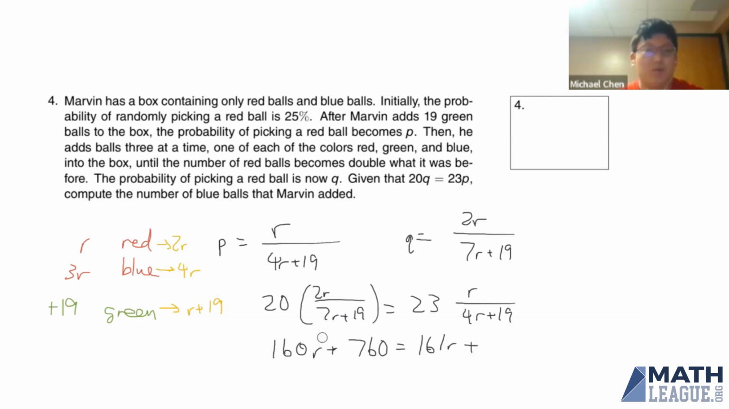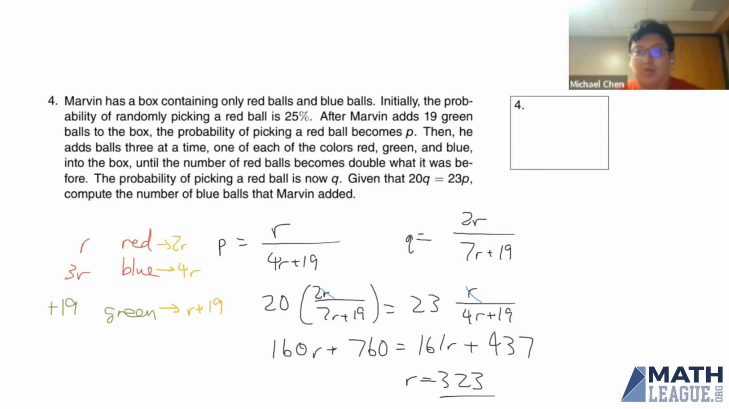161R. So first an R was canceled out on each side. So that's why I lost that. So then we have just cross multiplying constants to the denominators. That makes things a lot easier. Plus, and then 23 times 19 here we have 437. So solving for this gives us R equals 323.